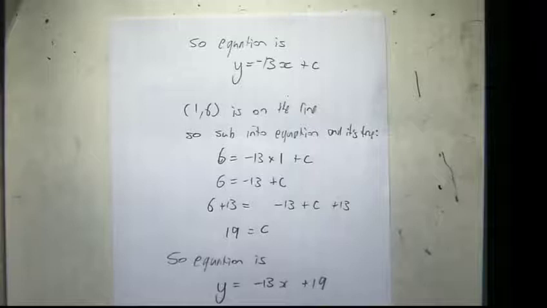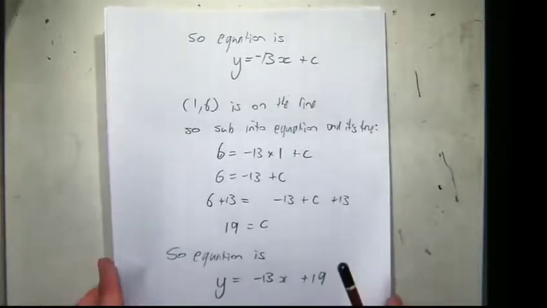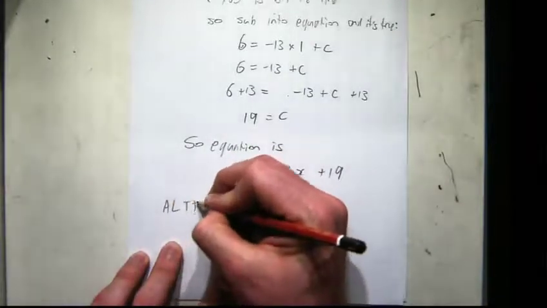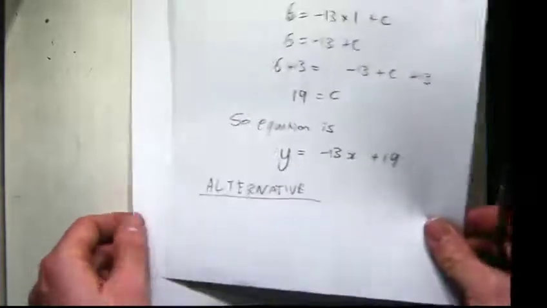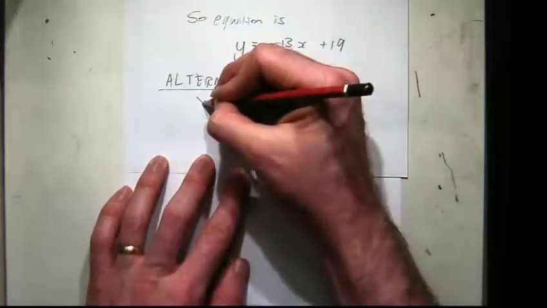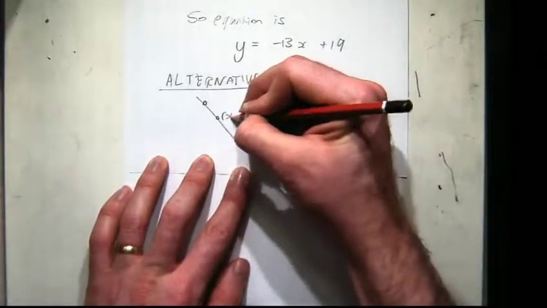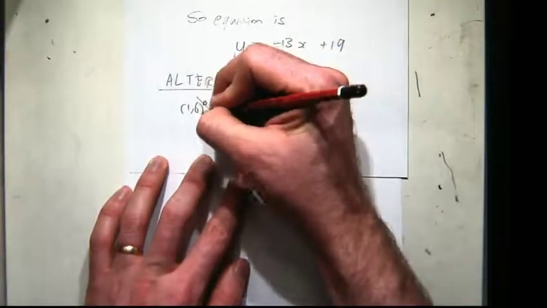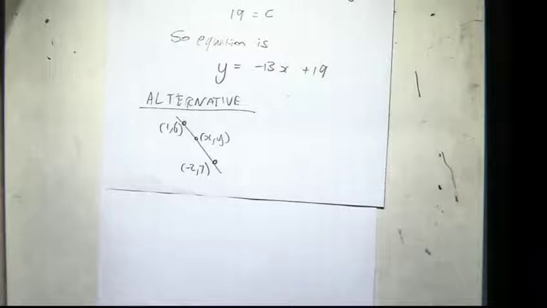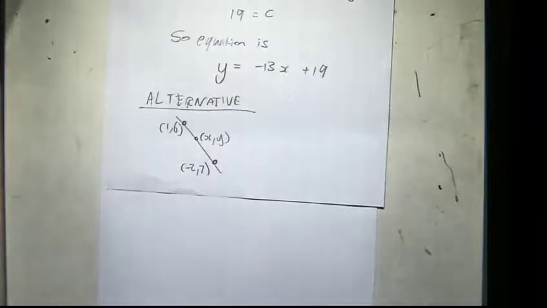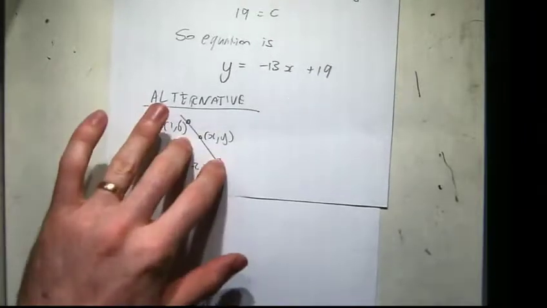There are other ways. I will just do an alternative. An alternative method is to imagine that we have a random point in the middle. Not exactly in the middle, it doesn't have to be in the middle either. We imagine we have a random point, and it could be any point on the line, but whatever the point is, the slope is the same all the way along the whole line. So if I figure out the slope from here to here, it'll be the same as the slope from here to here.